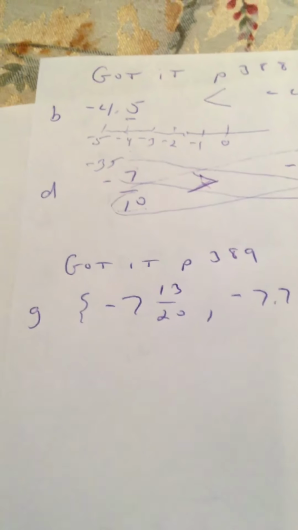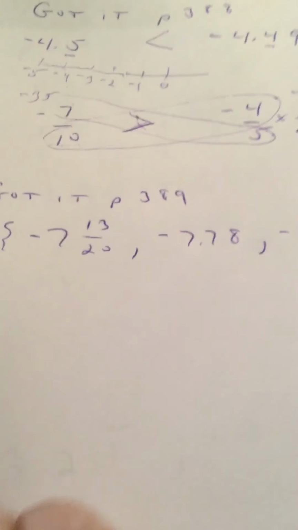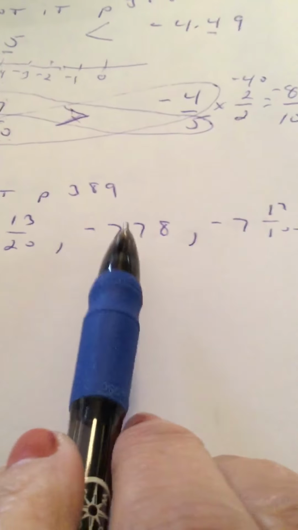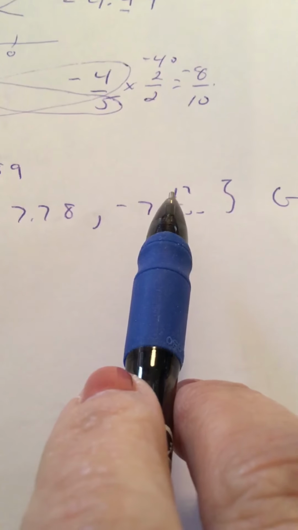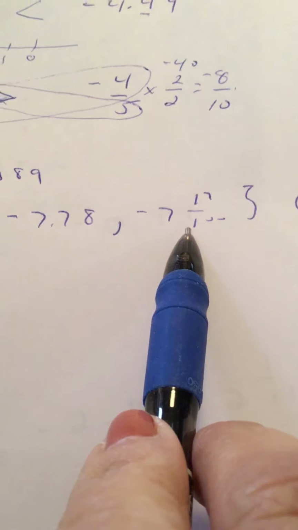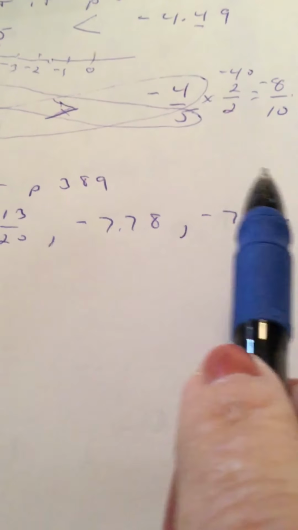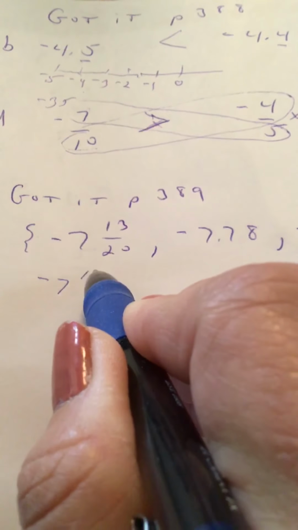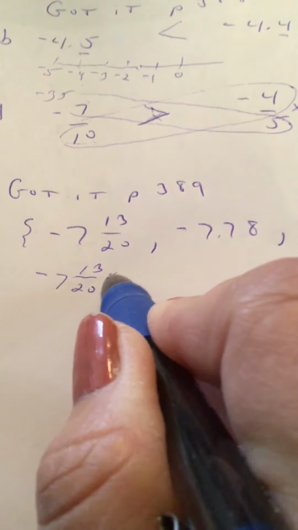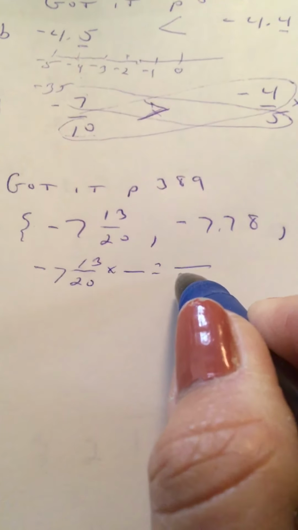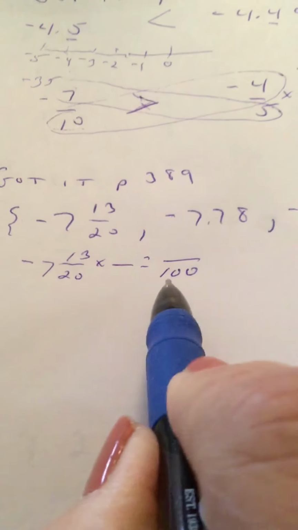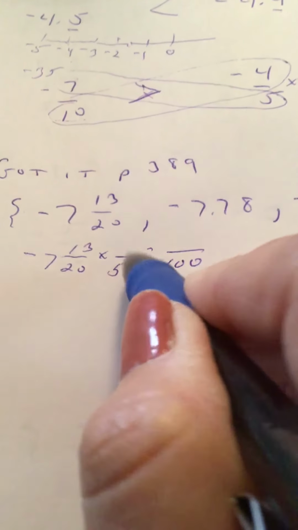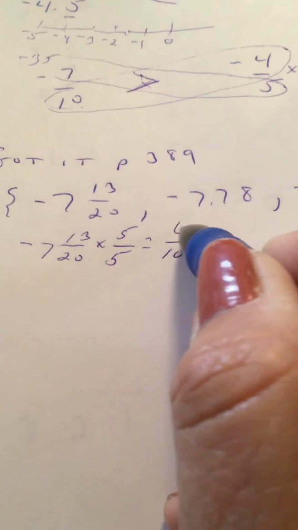On the Got It, page 389, you were asked to do letter G, and it says greatest to least. Okay, I have a mix, I have a decimal, I have a mix. I need to get these guys into decimal mode. The first one, that 20 needs to be multiplied by a number to give me a decimal value of 10, 100, or 1,000. I'm going to use the 100 and multiply it by 5.